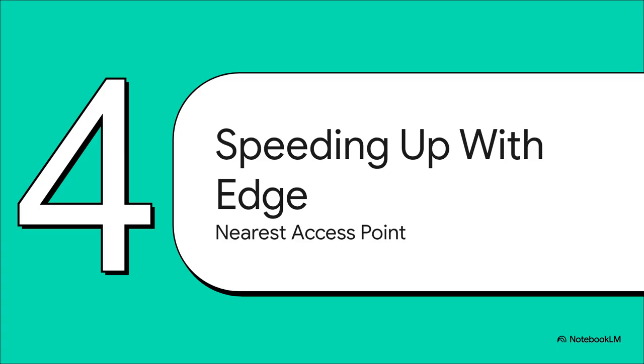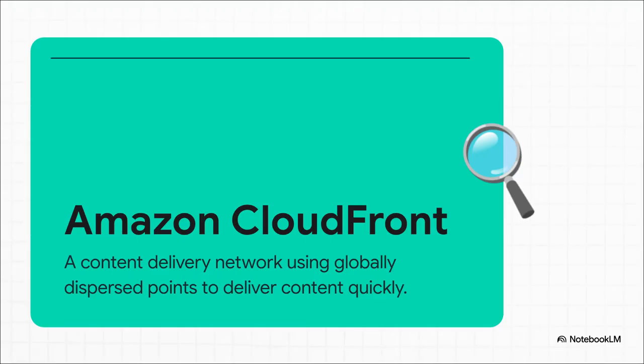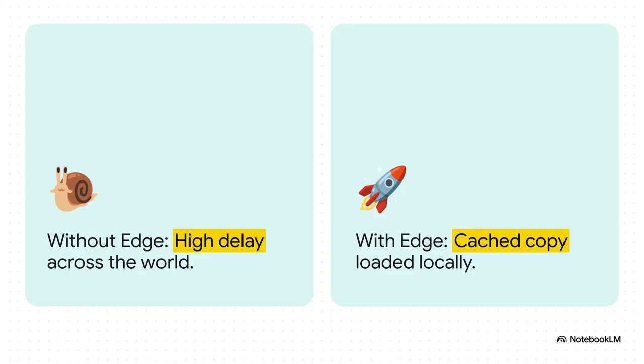Finally, Section 4, Speeding Up with Edge. Let's look at the user's absolute nearest access point. So while regions and AZs are these massive data center clusters, edge locations are smaller infrastructure sites that sit way outside those traditional regions. Powered by services like Amazon CloudFront, Route 53, AWS WAF, and AWS Shield, these dispersed points of presence exist for one main reason: to securely cache and deliver content as close to the actual user as humanly possible.